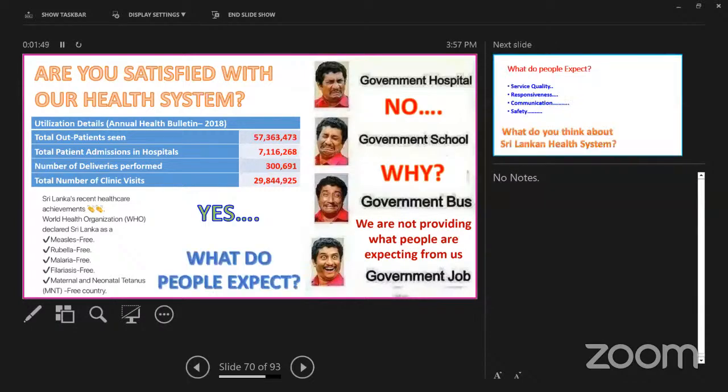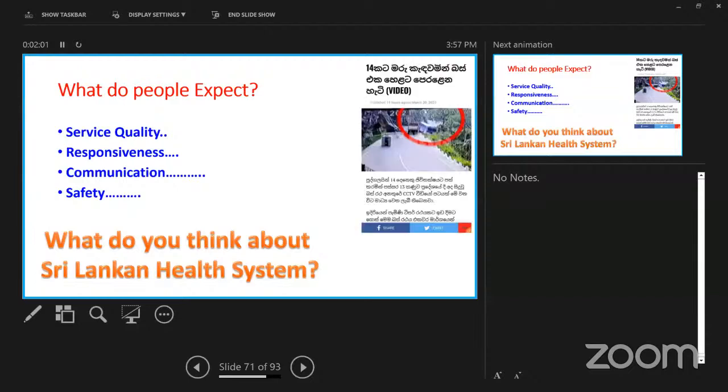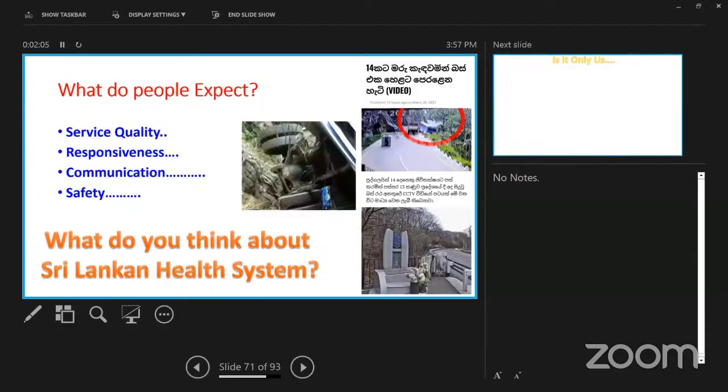So why is it like that? What do people expect? Service quality, responsiveness, communication, safety, those things. Right? So you can remember when you get onto a bus, people don't look at how good the tire quality is or how good the brakes are, but they will look at whether comfortable seats are there, whether AC is there. So having AC and comfortable seats is the service quality. Good communication. Why do people go to private hospitals? Because of toilets and good communication. That's the lacking part in our government hospitals, service quality.